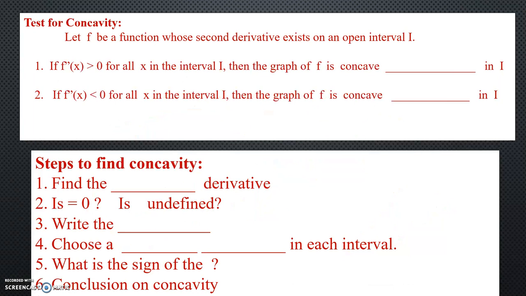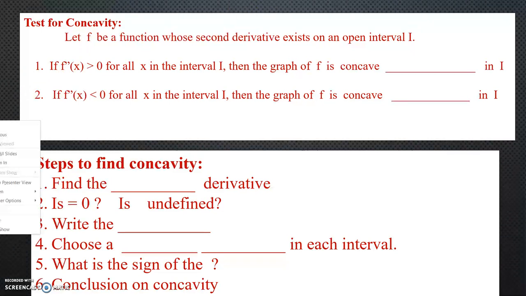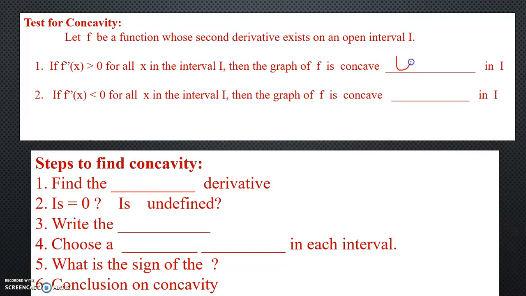So let's look at our test for concavity. Let's say we have a function where the second derivative exists. If the second derivative is greater than 0, meaning positive, then the graph is concave up, or a happy face. If the second derivative is less than 0 or negative on that interval, then the graph will be concave down.